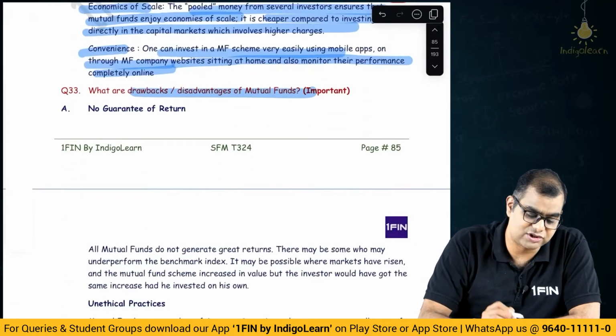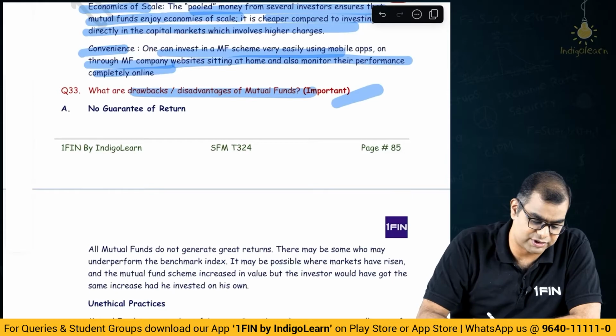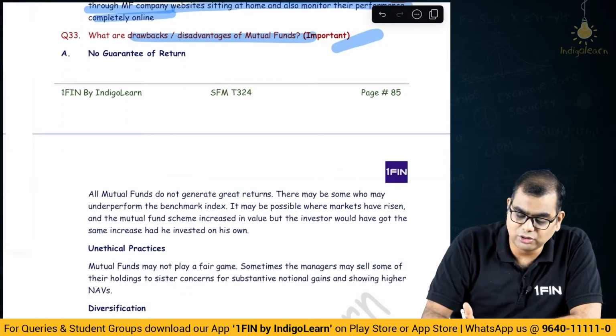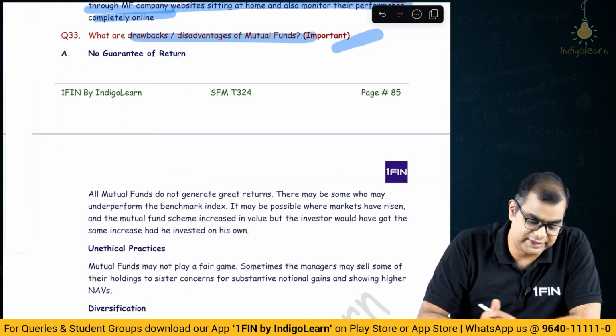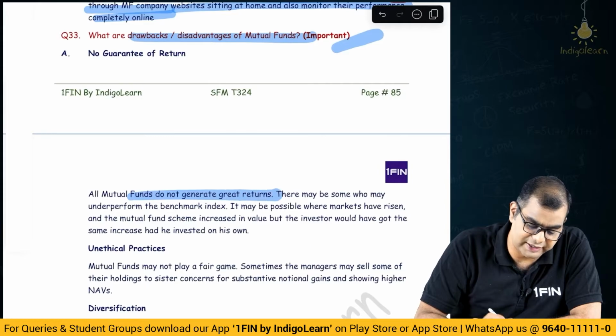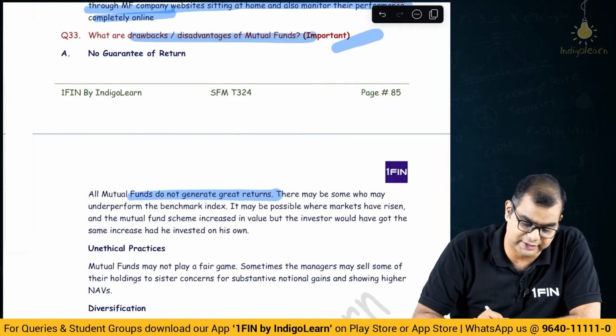Now, what are the disadvantages or drawbacks of mutual funds? This is also a very important question. There is no guarantee of return. Even though historically a lot of funds have made money, there is no guarantee. They do not all generate great returns. Quite a few of them generate below par returns. There may be some that underperform the benchmark also.